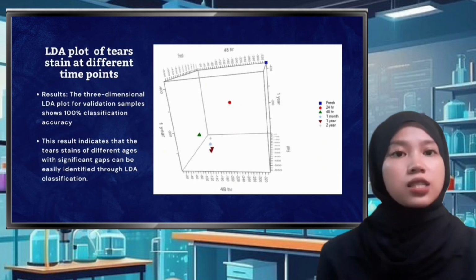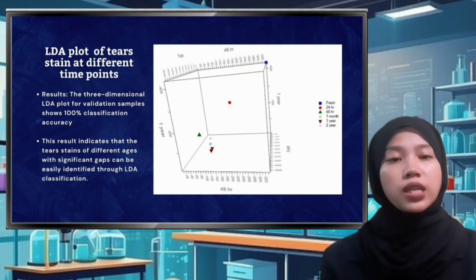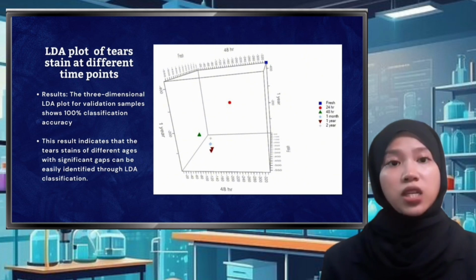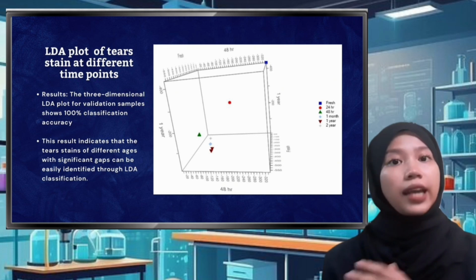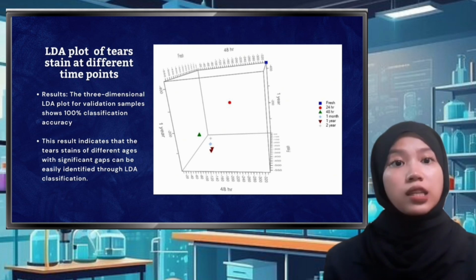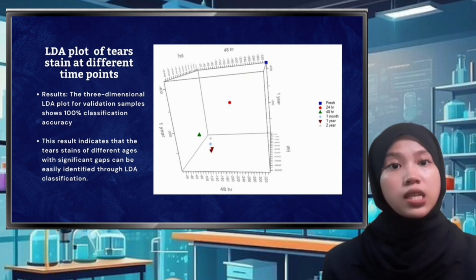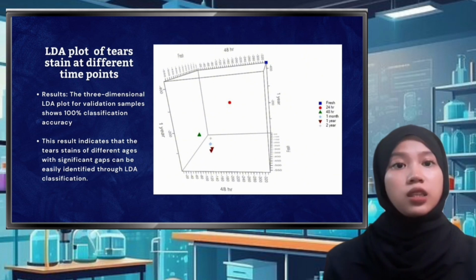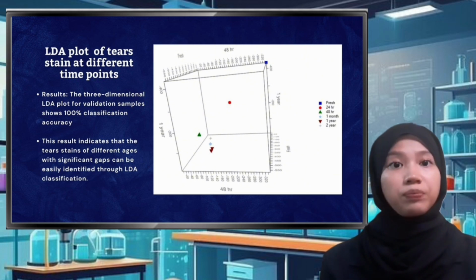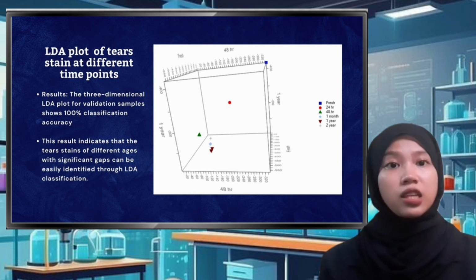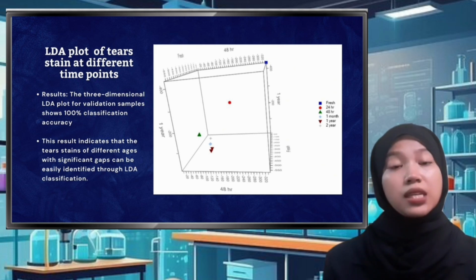Hence, this brings us to the last part of the study, which is tear stain age estimation through LDA classification of tear stains from different time points. The result exhibited 100% accuracy, and as observed, the tear stains from different time points were very far apart from each other. This indicates that tear stains from different ages can be easily identified through LDA classification.